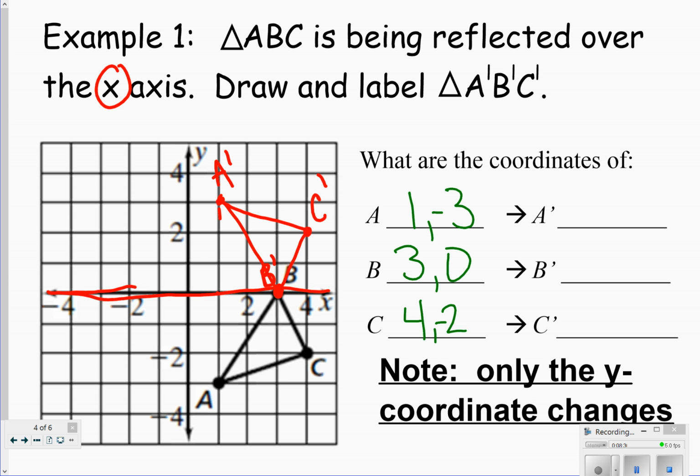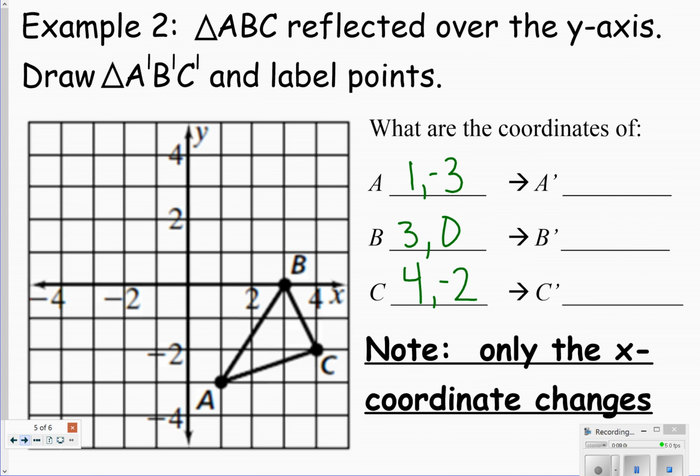And so here we have the points for our new image of our triangle. So A is going to be 1 and 3, and B is going to be the exact same, 3 and 0, and C is going to be 4 and positive 2. So I left a little note here to say only the y coordinate values changed. Again, the sign of the y values changed. The numbers are exactly the same, just that if it was positive, it's now negative, and if it were negative, it's now positive, except for 0, which is neither positive nor negative.